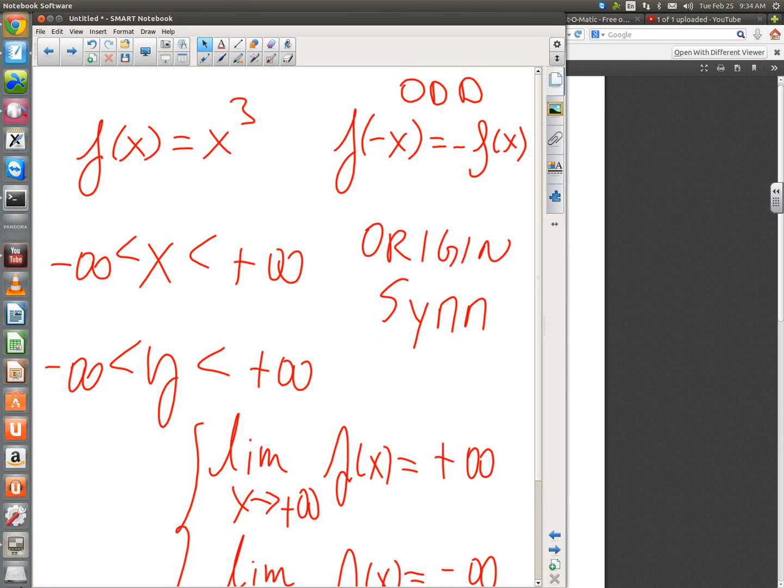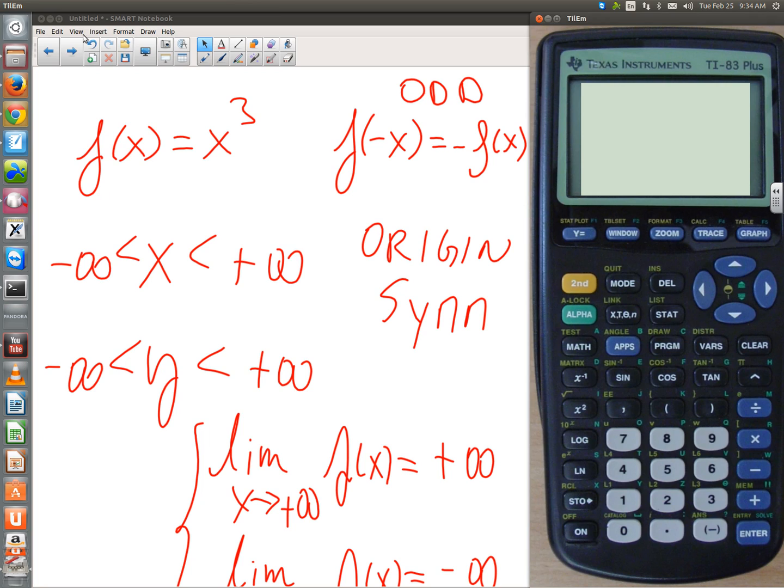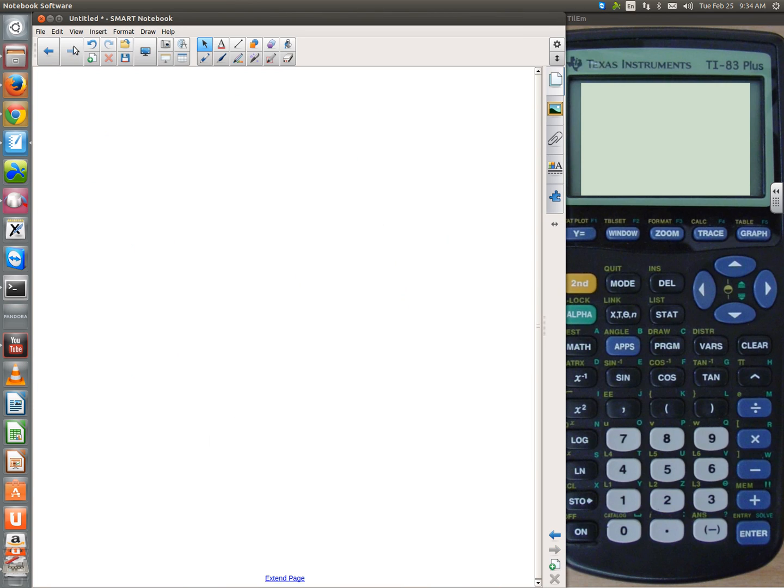So what if I want to graph? All right. Let's say I want to graph. Let's see. All right. So this is page 196, number 1. How do you graph f of x equals x plus 1 to the fourth?